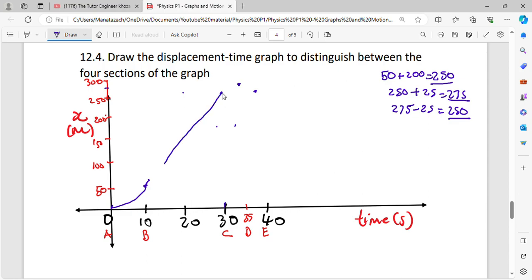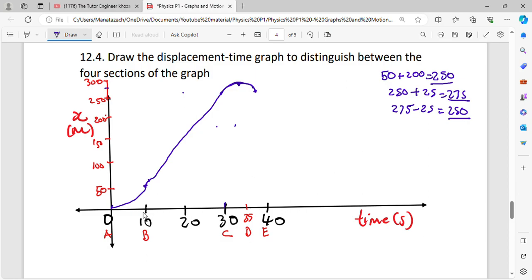So this one will be a straight line, and then since the velocity between C and D was decreasing, it's going to be a curve. Where the velocity is 0, that means our displacement would be at its peak. Then it's going to be a curve going down. So this is actually a curve, like a parabola graph. So this is going to be our displacement time graph. I hope you understood.